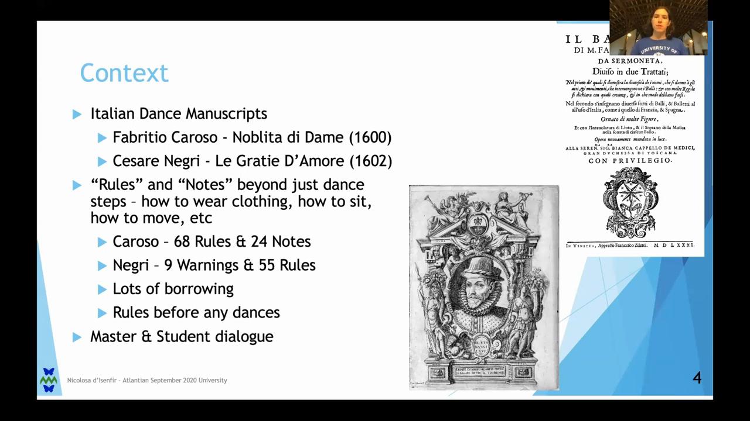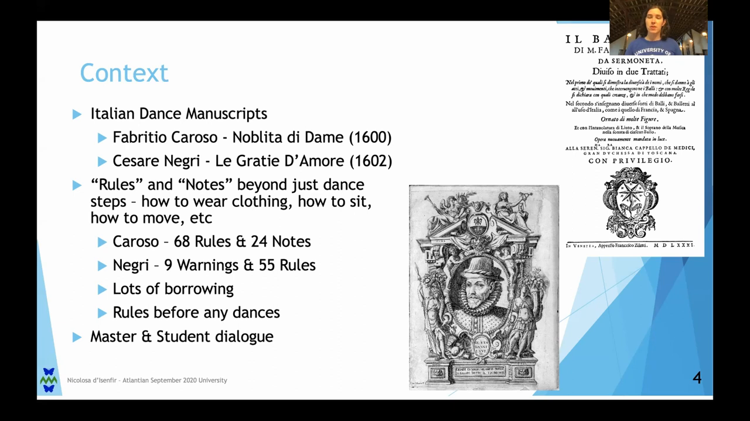Now, when I talk about rules, in Caroso, he talks about rules and notes. Rules tended to be more about movements and steps. The notes were how to comport yourself at the balls and social interactions. Negri talks about warnings and rules, and these are very similar, covering how to behave and how to do the actual steps. There was a lot of borrowing between these two. Okay, let me rephrase. Negri plagiarized a fair bit of Caroso.